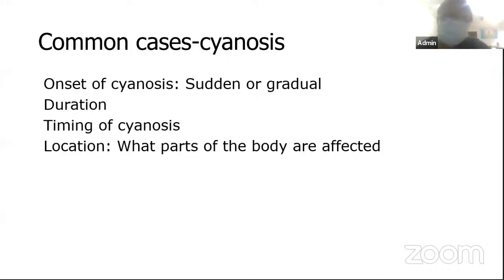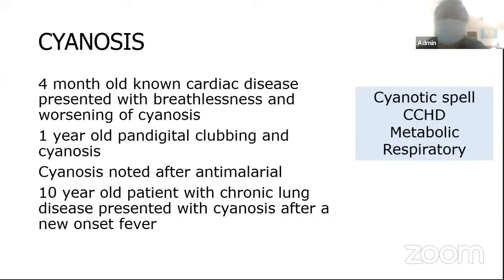In a common case like cyanosis, you also have to ask the duration, onset, timing, and location, which part of the body is affected. A 4-month-old with non-cardiac disease presenting with breathlessness and worsening of cyanosis is like cyanotic heart disease. If the patient has breathlessness and worsening cyanosis with fever, you have to suspect a cyanotic spell.